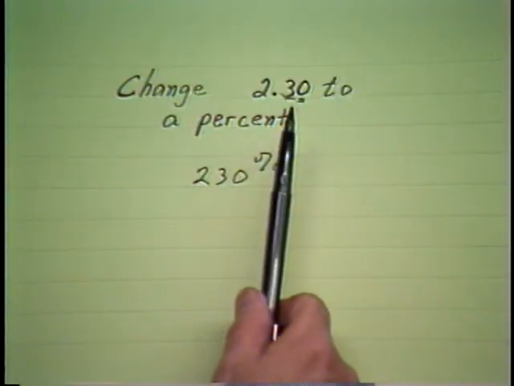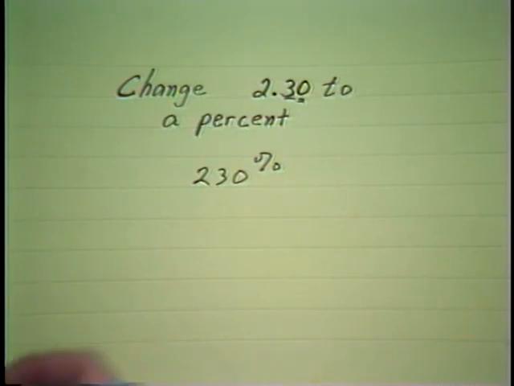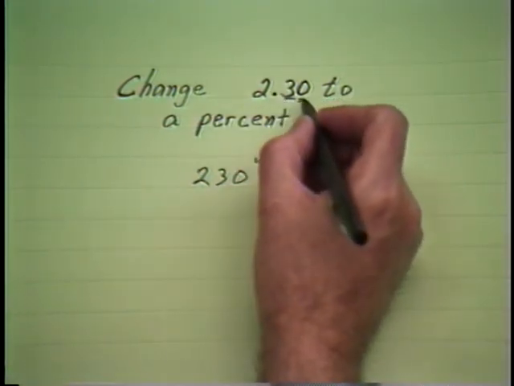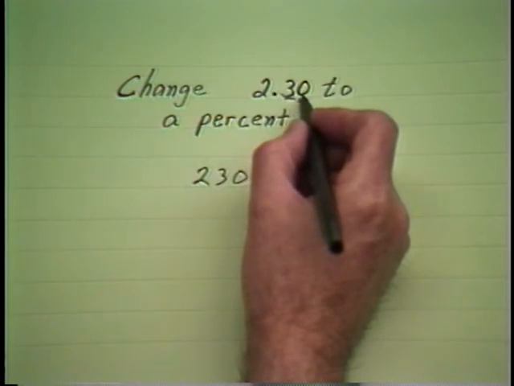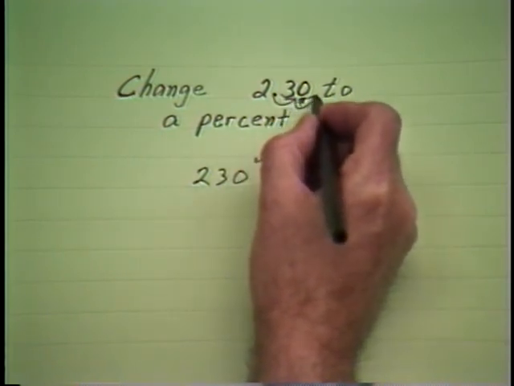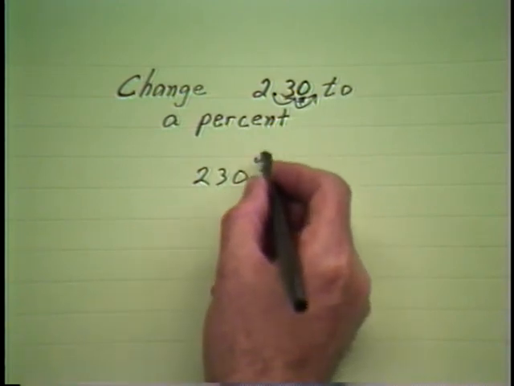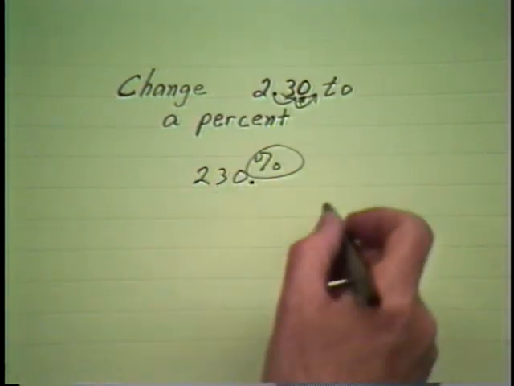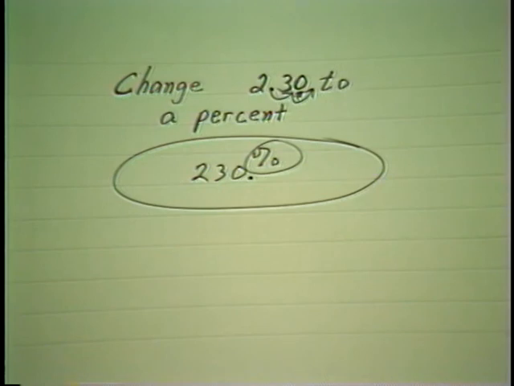Now applying it to this problem becomes a little bit more obvious. Make sure it has decimals at least to the hundredths, we did. Move it 2 places to the right, and that would give me 230. Stick on the percent sign. We're done. A simple rule.